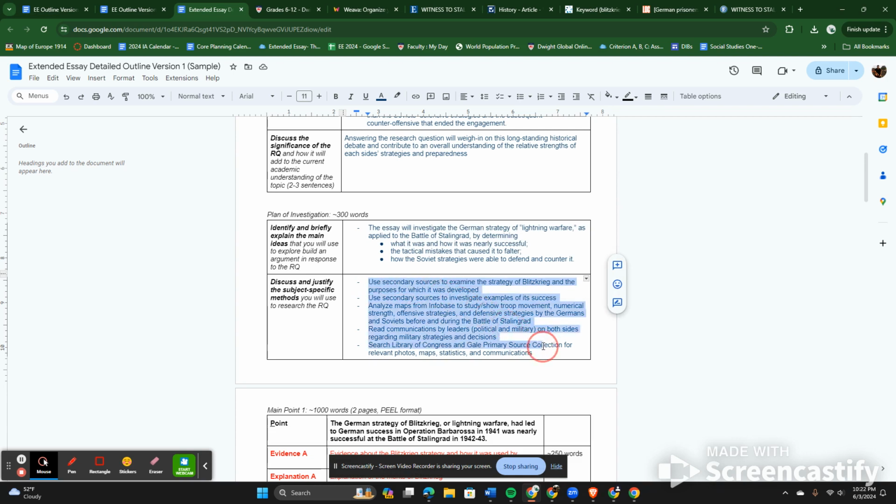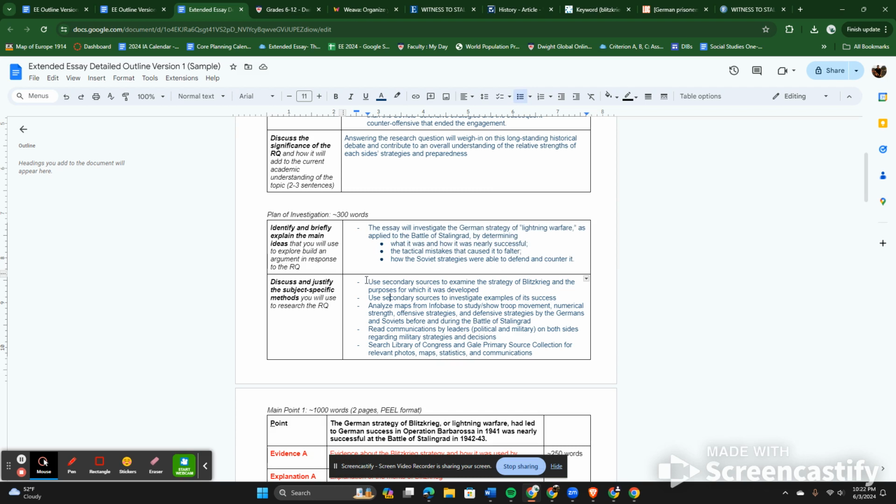And this is part of what the extended essay is. You're showing that you, as the writer, understand these kind of bigger picture things and where your question fits in there. Okay, so having done that, you'll then make your plan and highlight your plan. You can see that I used some bullet points here. So this essay will investigate the German strategy of lightning warfare, also known as blitzkrieg, as applied to the Battle of Stalingrad by determining what it was, how it was nearly successful, the tactical mistakes that caused it to falter, and ultimately how the Soviet strategies were able to defend and counter it.